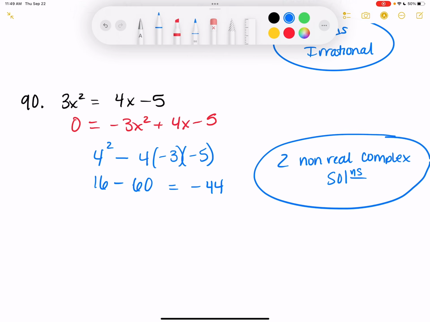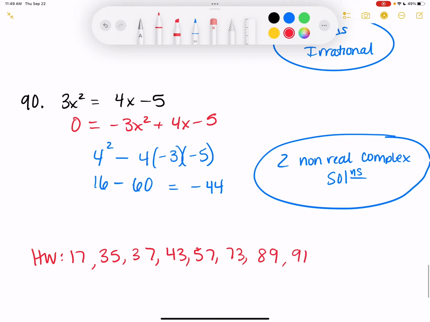So, any questions about those? No questions. Sweet. Then your problems are 17, 35, 37, 43, 57, 73, 89, and 91. I tried to give kind of a variety here based on what we did.